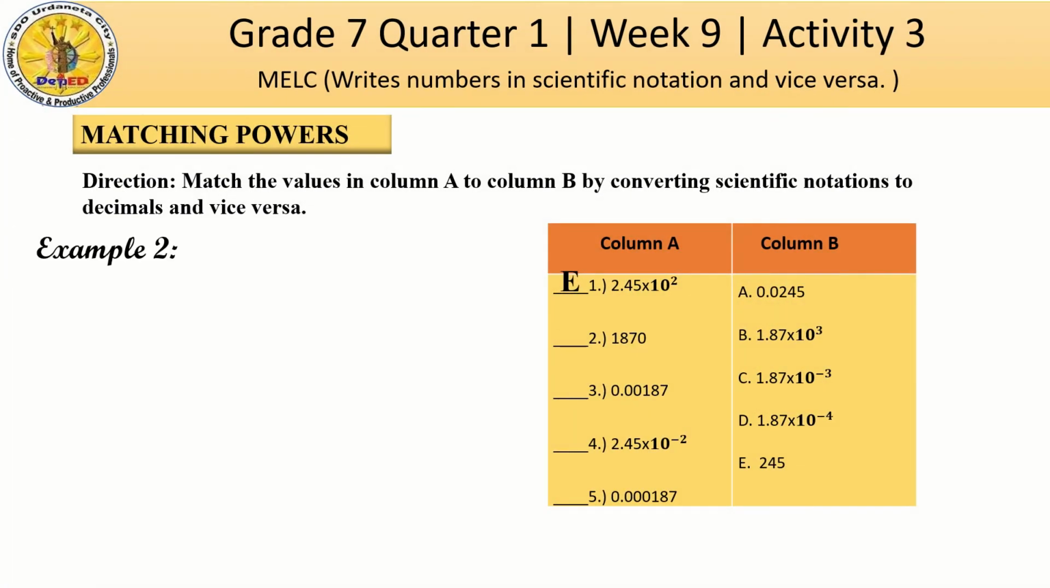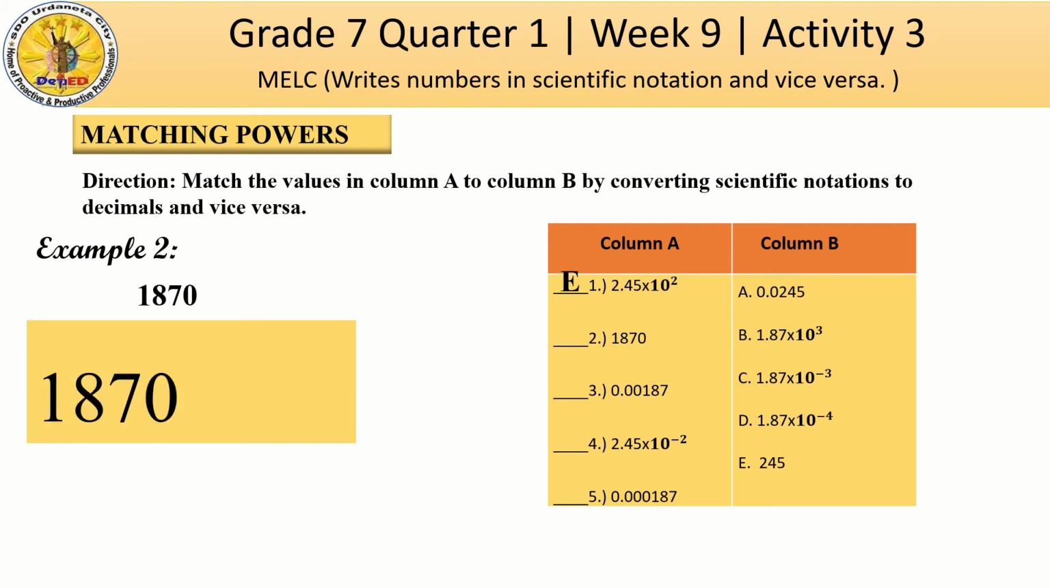What letter is 245 in column B? It is letter E. Ayan. Example number 2. 1,870. Convert it in scientific notation. So, the original point is there sa right. Move it and make it lesser than 10. So, we now have 1.87 times 10 raised to 3. Kasi 3 movement ng decimal point. So, what letter is 1.87 times 10 raised to 3 in column B? It is letter B.